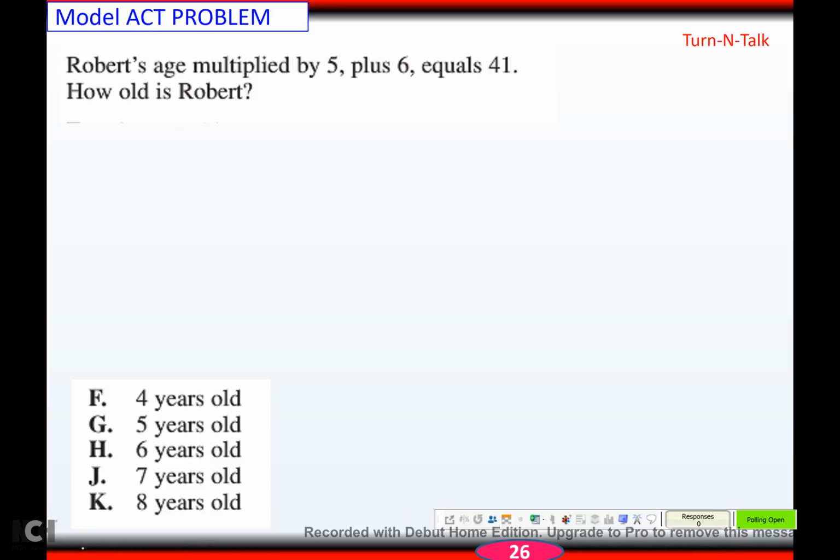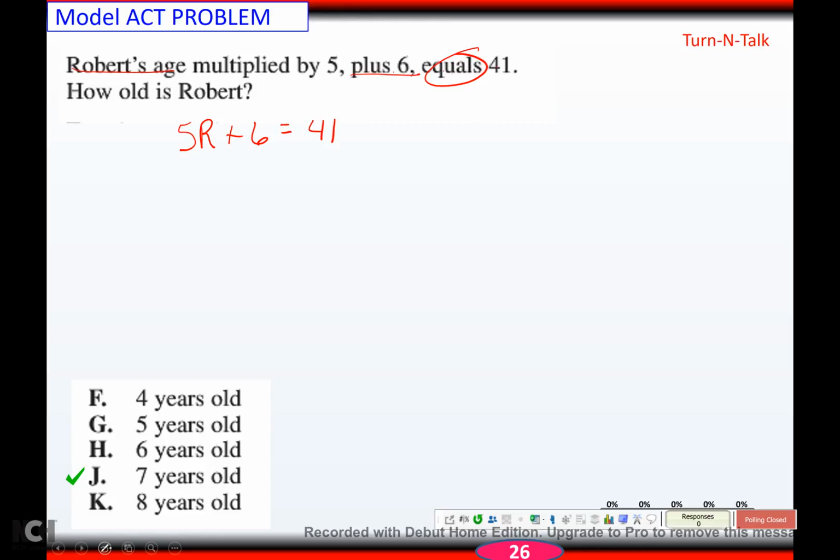Try this one. Hit pause. Come back when you're ready. And hopefully you got 7. It says Robert's age multiplied by 5 plus 6 equals 41. We don't know Robert's age, so let's call it R. Multiplied by 5 would be 5R. Plus 6 would be add 6. Equals is equals 41. And then we solve it for R.